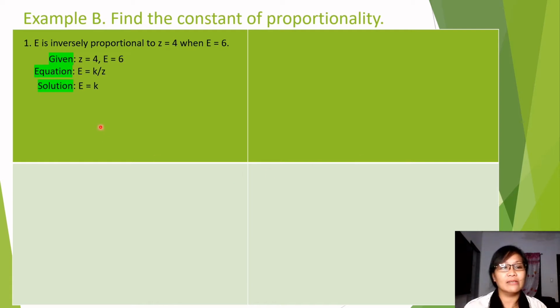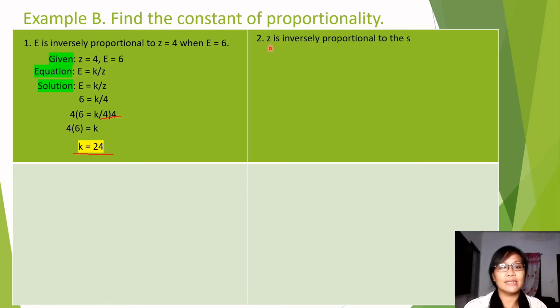Then, for our solution, we will use the equation E is equal to K over Z. Then, substitute the given. E is equal to 6 and Z is equal to 4. To isolate K, we're going to multiply both sides by 4. So, 4 times 6 is equal to K over 4 times 4. Now, we're going to cancel 4 and 4. Therefore, we have K is equal to 4 times 6. And 4 times 6 is equal to 24. Therefore, our final answer is K is equal to 24.